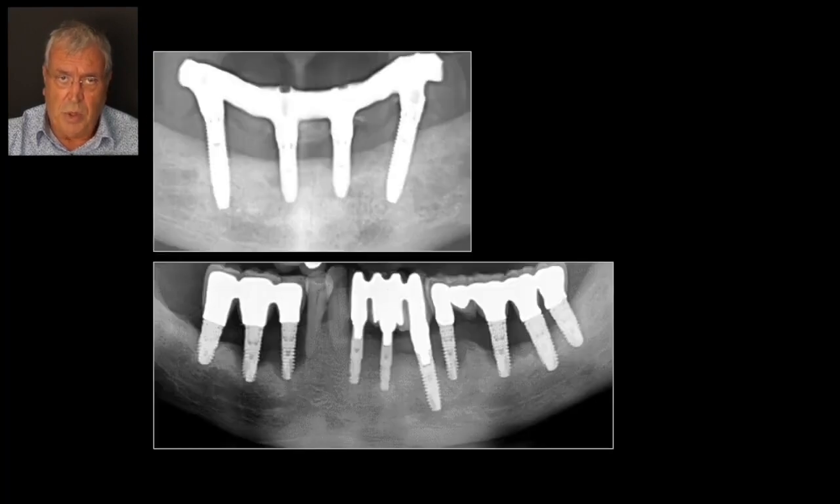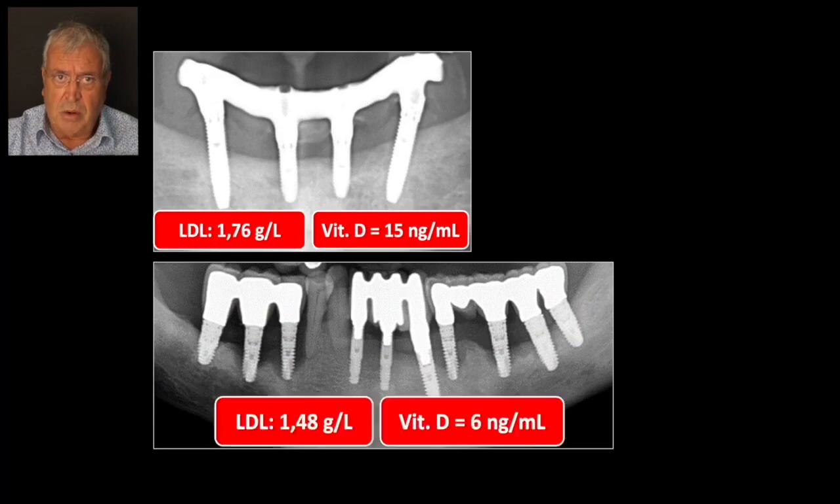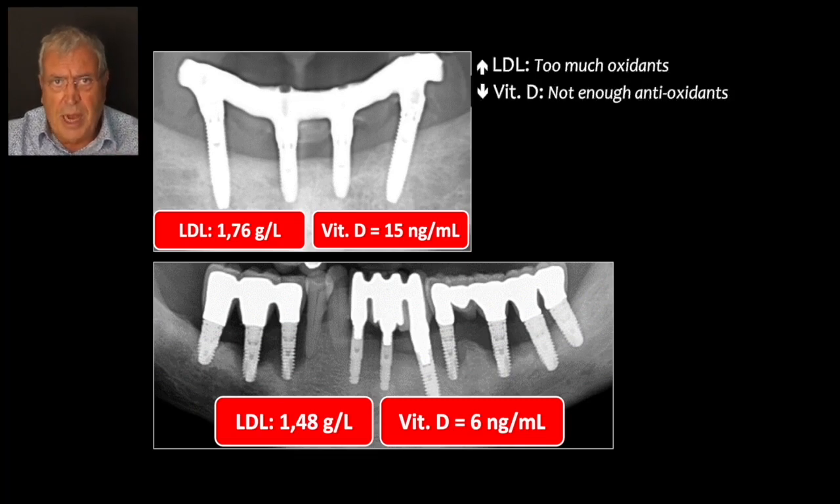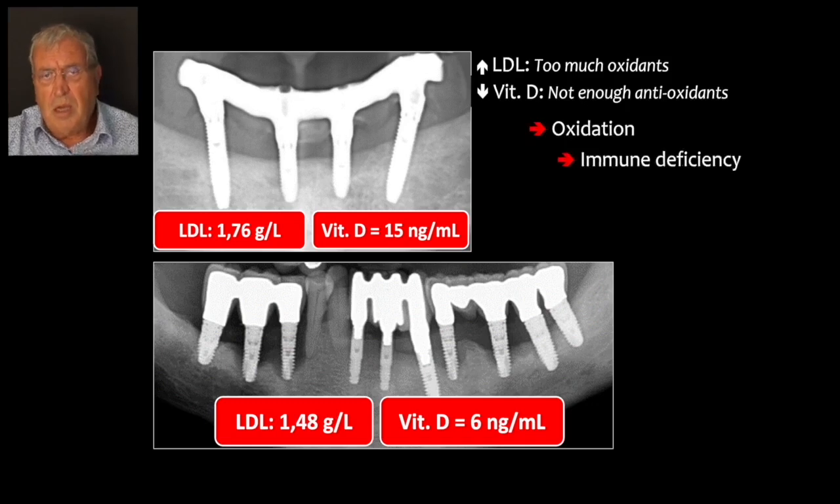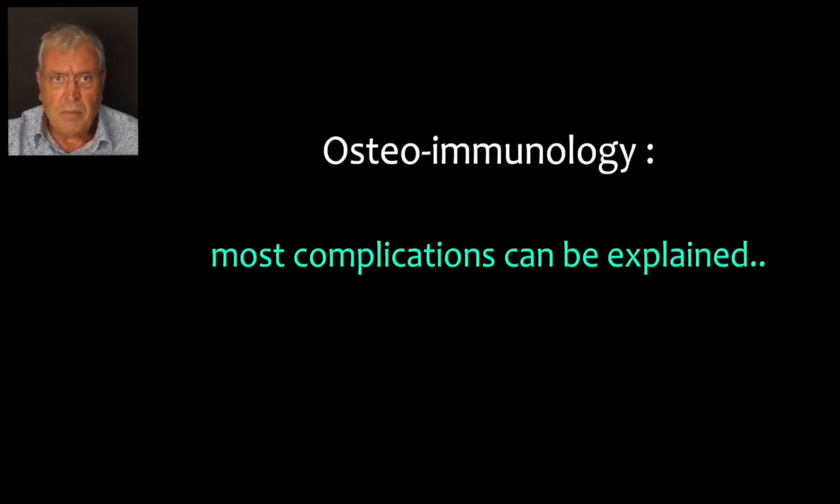When we lose the bone around the implant, please first check the cholesterol and vitamin D. Please check the cholesterol and vitamin D. And then we understand why the bone resorbs, because it doesn't remodel around the implant. Because high cholesterol and low vitamin D lead to oxidation, immune deficiency, remodeling failure, and then bone loss. Most complications can be explained.